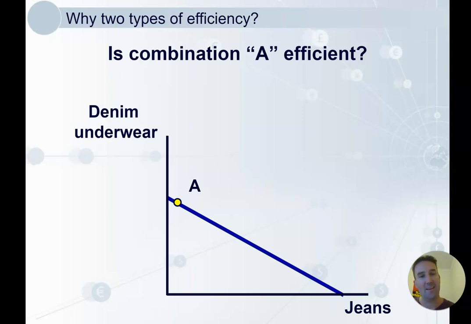Okay, we're back. And the answer is yes and no, right? It's productively efficient because we're producing as much as we possibly can. We're operating on the PPC. So it's productively efficient, but it's not allocatively efficient. This isn't what is most desired by society. No one wears denim underwear. I think I just made it up for the sake of this example. So this would be a ridiculous combination for an economy to produce. Therefore, it is not allocatively efficient. It's not what the people want.